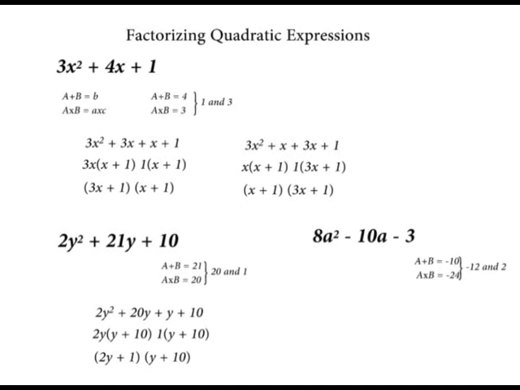Rewrite the expression: 8a squared minus 12a plus 2a minus 3. Factorize 4a into 2a minus 3, then 1 into 2a minus 3. That gives us 4a plus 1 times 2a minus 3.